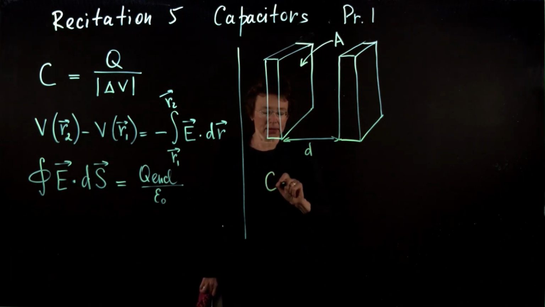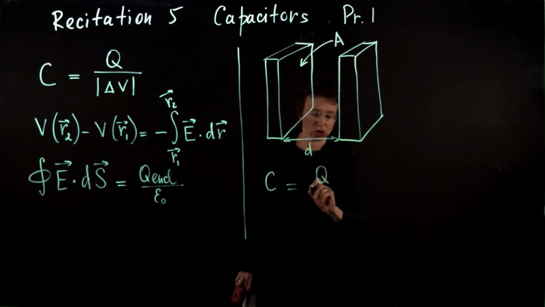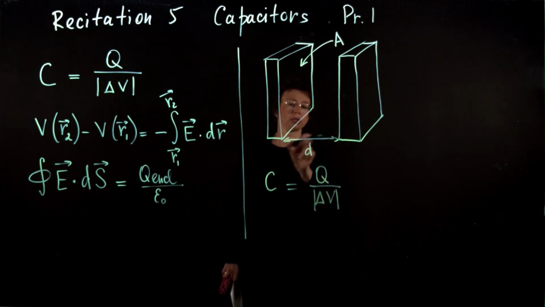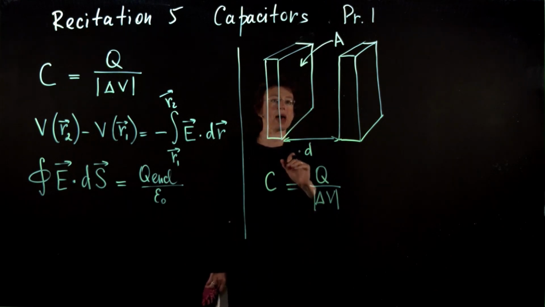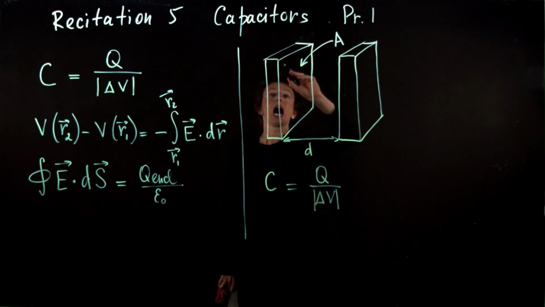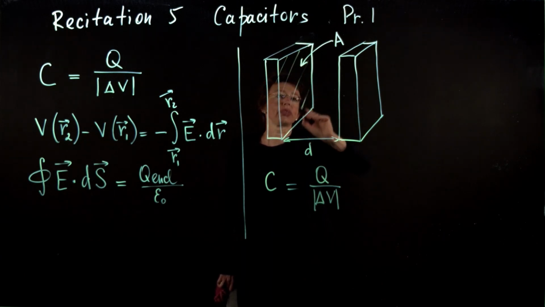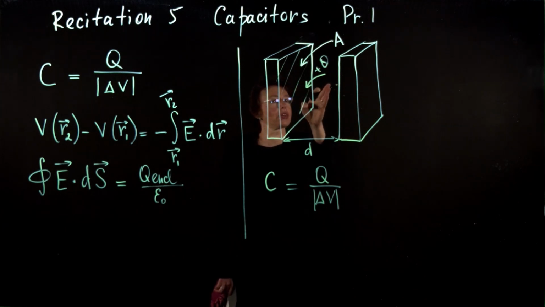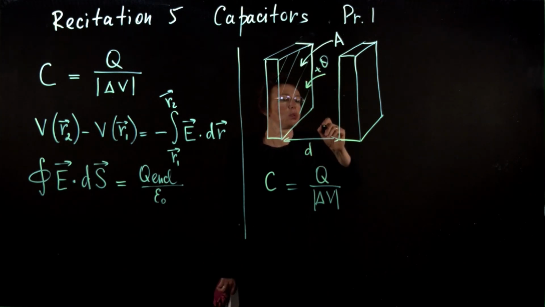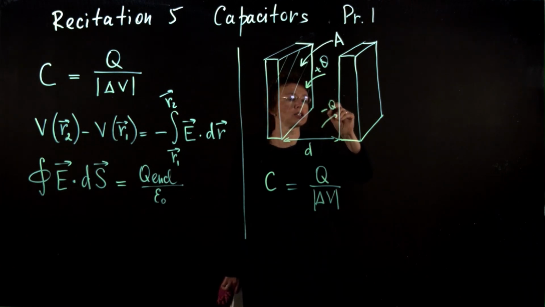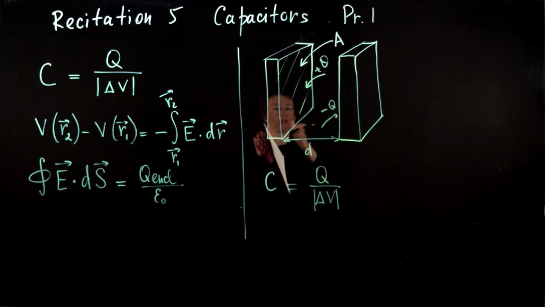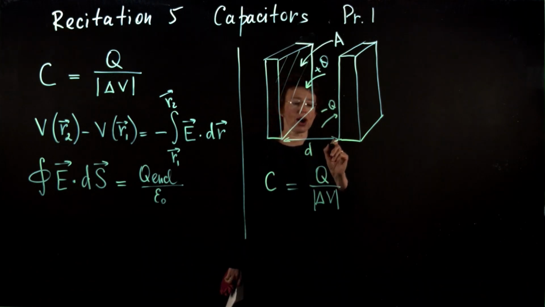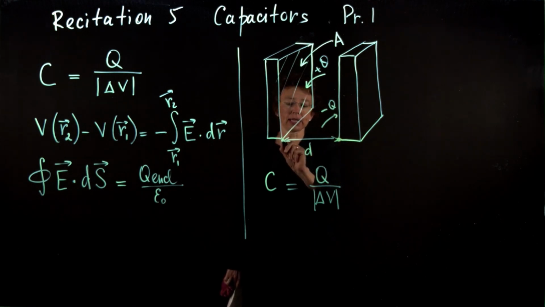The capacitance, by definition, is charge divided by delta V, the difference in electric potential or voltage between these two plates. To find the capacitance C, I will charge this plate with the charge plus Q, and I will charge the plate that faces this one with charge minus Q. So there are two parallel plates facing each other. Charge is uniformly spread.